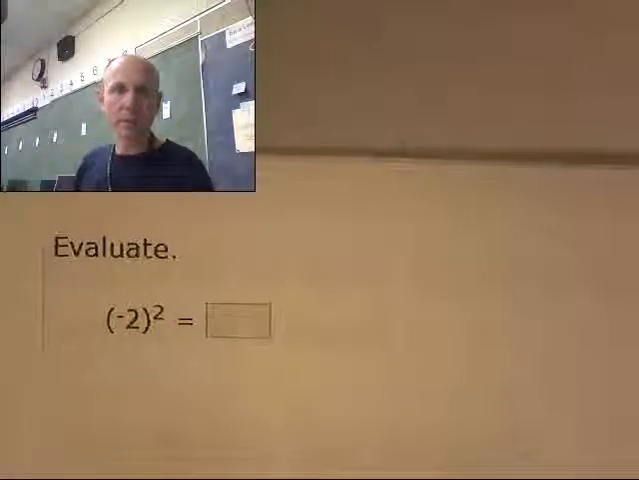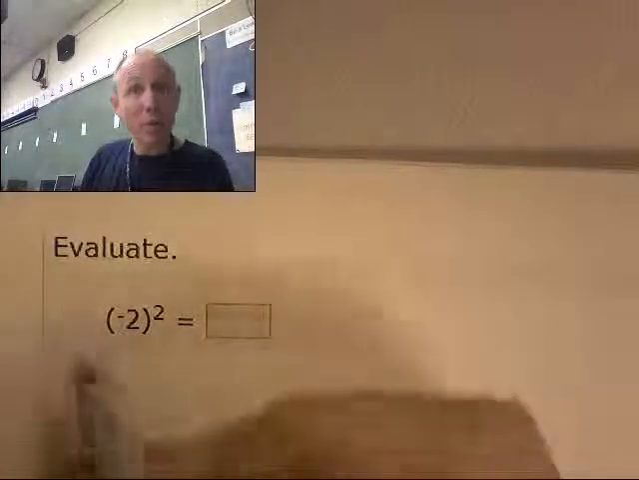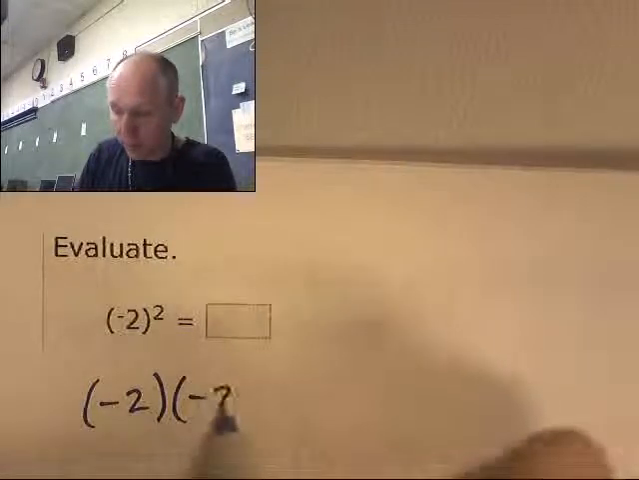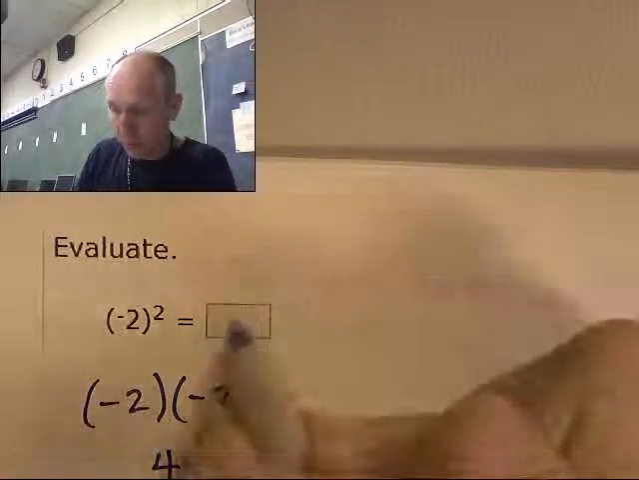And our final one, which, oh, look at this. It's my example one. There it is. It has parentheses, so write it out with parentheses. So this is negative 2 times negative 2, which is a positive 4.